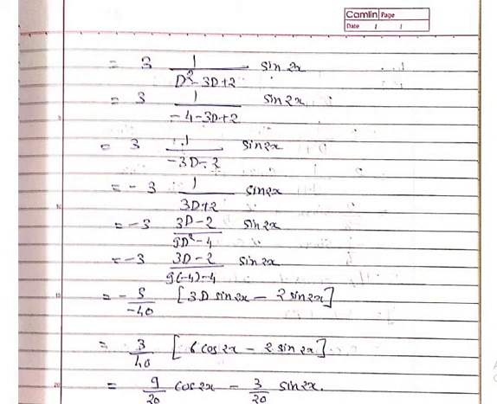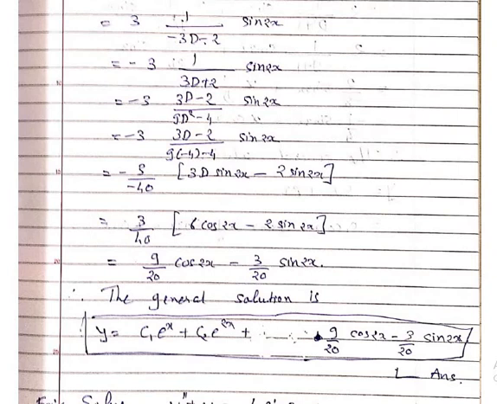Simplifying this term, that will give minus 3d minus 2. Minus common out, and you will have 1 upon 3d plus 2 of sine 2x. Multiplying by conjugate, that will give 3d minus 2 upon 9d square minus 4 of sine 2x. And that will give you, again applying d square is equal to minus 4, minus 3 upon minus 14 into 3d of sine 2x minus 2 of sine 2x. So d is nothing but d by dx.